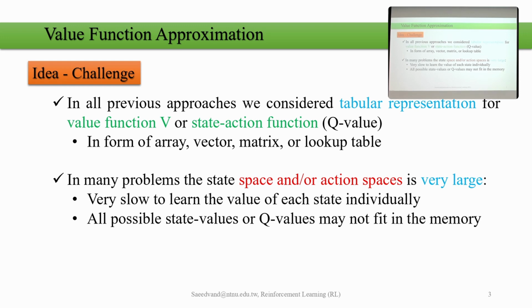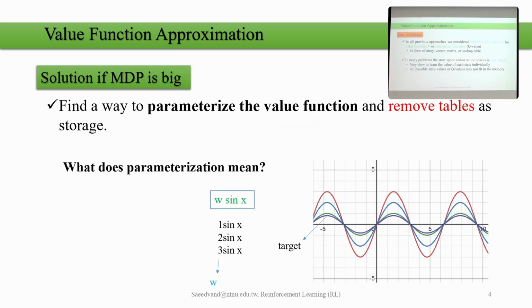So we say all possible state values or Q values may not fit in the memory that we discussed. The solution: if state-action pairs are big, of course the Markov decision process is big too, and based on that we want to find a way to parameterize the value function and remove tables.